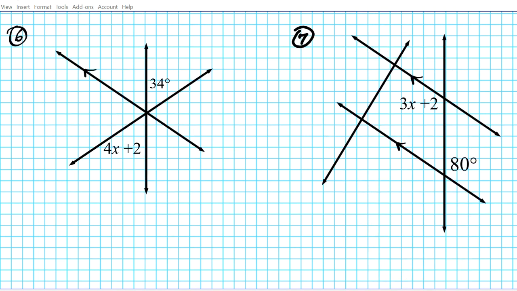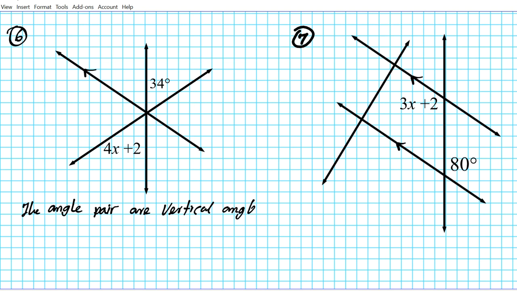Alrighty, let's take a look at question number 6. For question number 6, we have this angle pair right here. If you notice, these two angles are formed by two intersecting lines, so they're opposite angles formed by intersecting lines, so that makes them vertical angles. The angle pair are vertical angles.